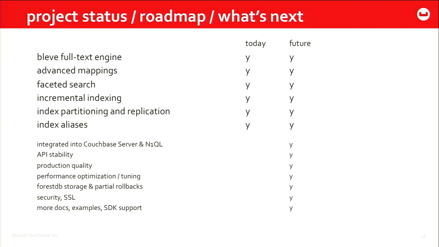I have them on one bullet there, but I don't want to make you think they're necessarily going to come at the same time. Those two things may come in different iterations, but Nickel integration is very important to us as well. Now, getting into Couchbase Server implies a lot of these other things. API stability, right? That's something that's going to be part of this, production quality, performance tuning.